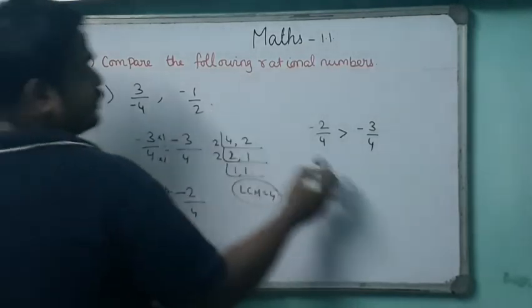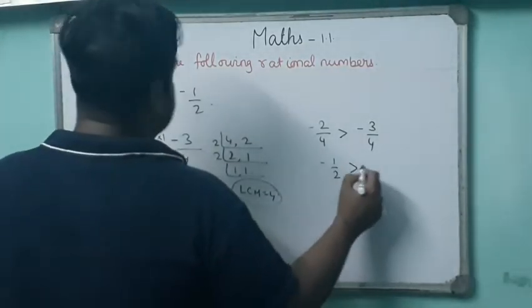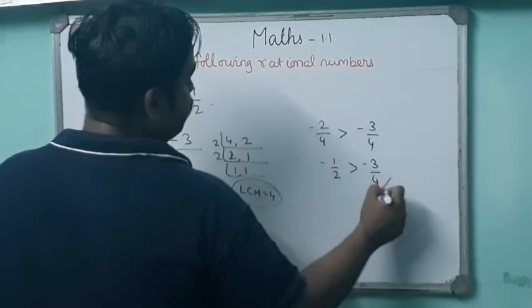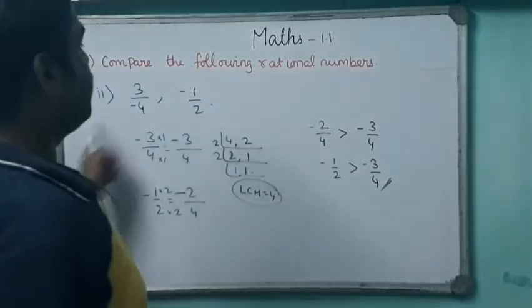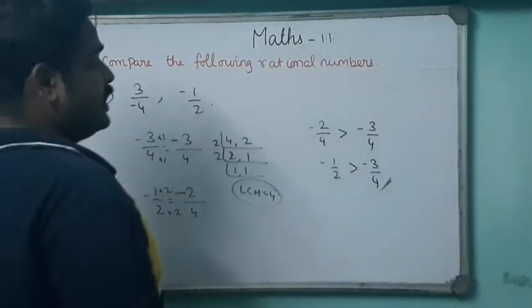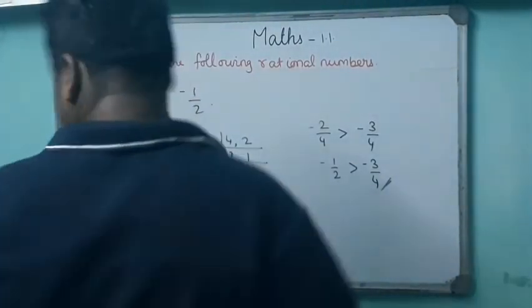So what is minus 2 by 4? Minus 1 by 2, look. Minus 1 by 2 is greater than minus 3 by 4. So this should be the answer. This is how we compare these two rational numbers. Right? I'll give you one sum as homework. You can do that sum as homework.